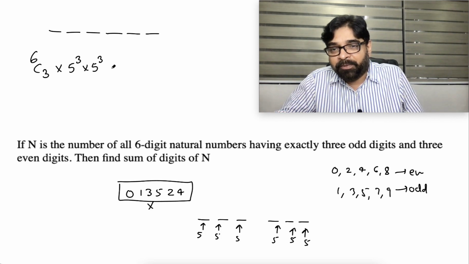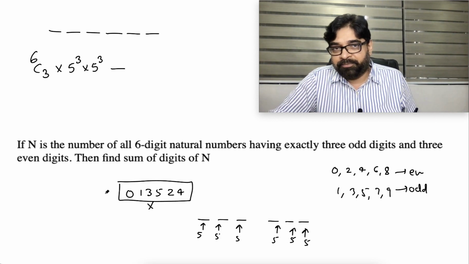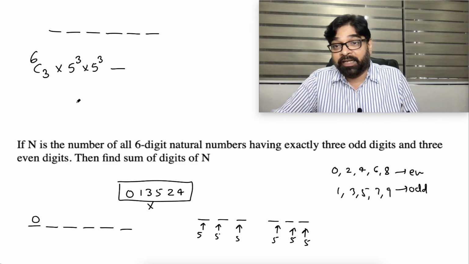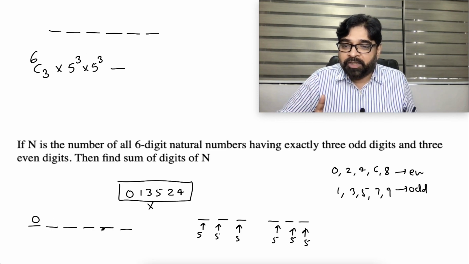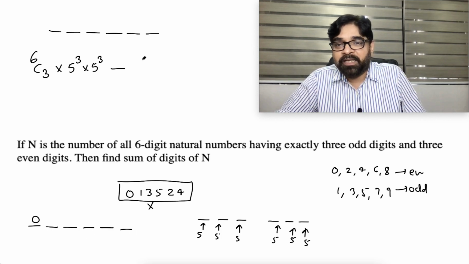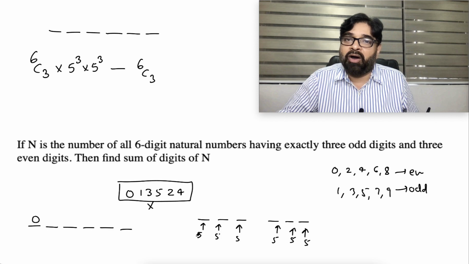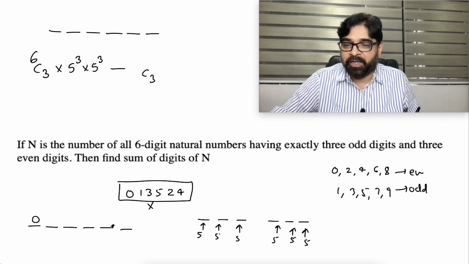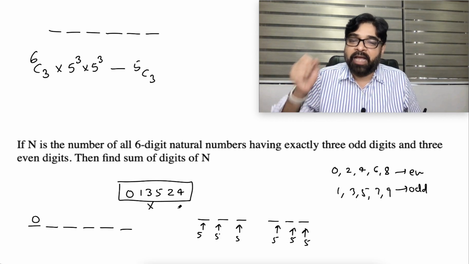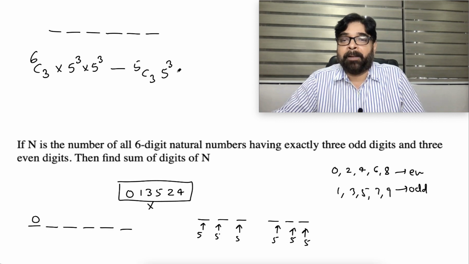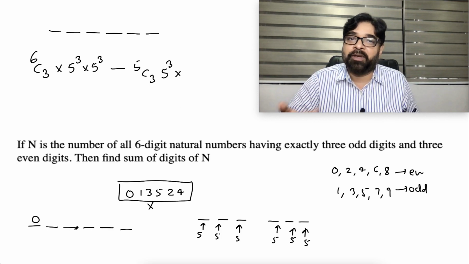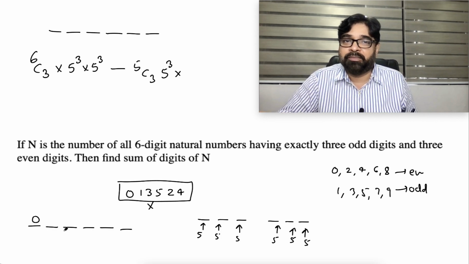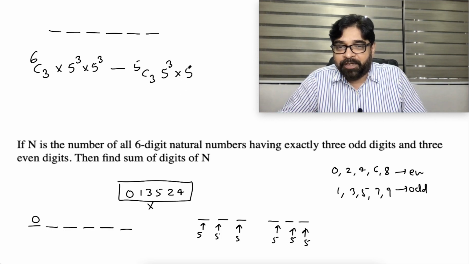So what I will do, I will subtract those cases when the first place is 0. That is already included inside. So fix it here. Now these places we have to fill. I will select 3 places, 5C3, because only 5 places are left, and fill them with odd digits, 5 power 3. The balance 2 places should be filled by even digits. Even 0 can come here, no problem. Anything can happen, so 5 square.